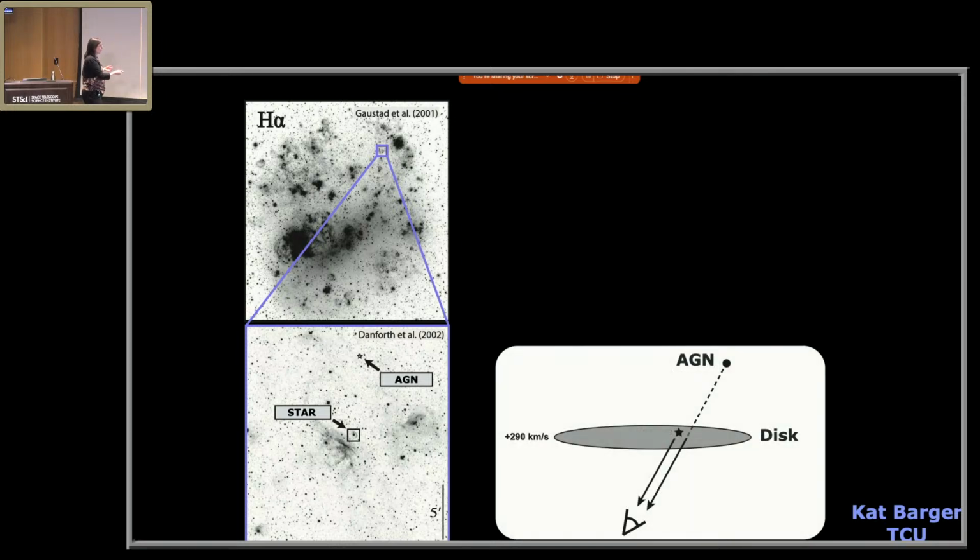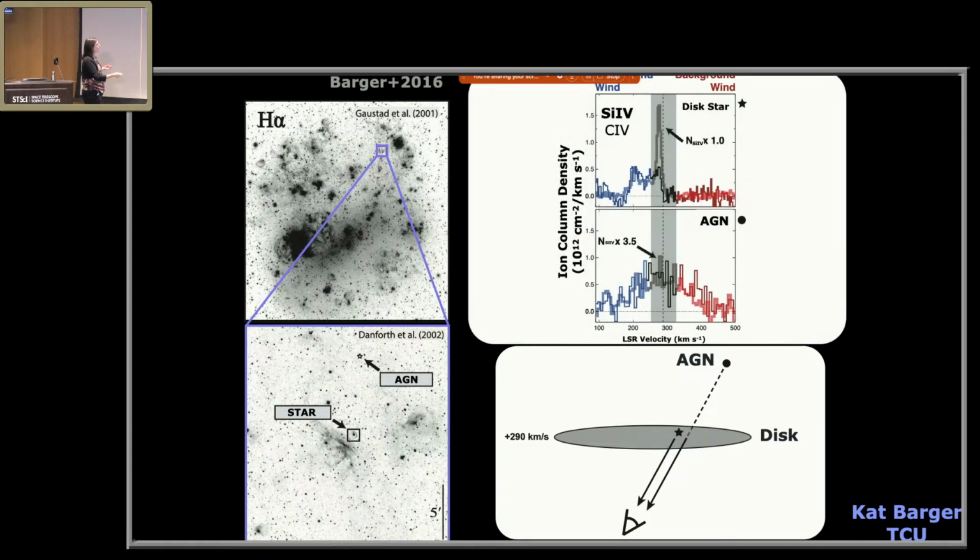okay, so here's a geometry where we have the LMC's disk here. This is our eyeball looking at it. This is what we're sensitive to towards the star. Here's what we're sensitive to towards the AGN. And here's what we saw with the spectra. On the top, here's the star. Here is the background AGN.